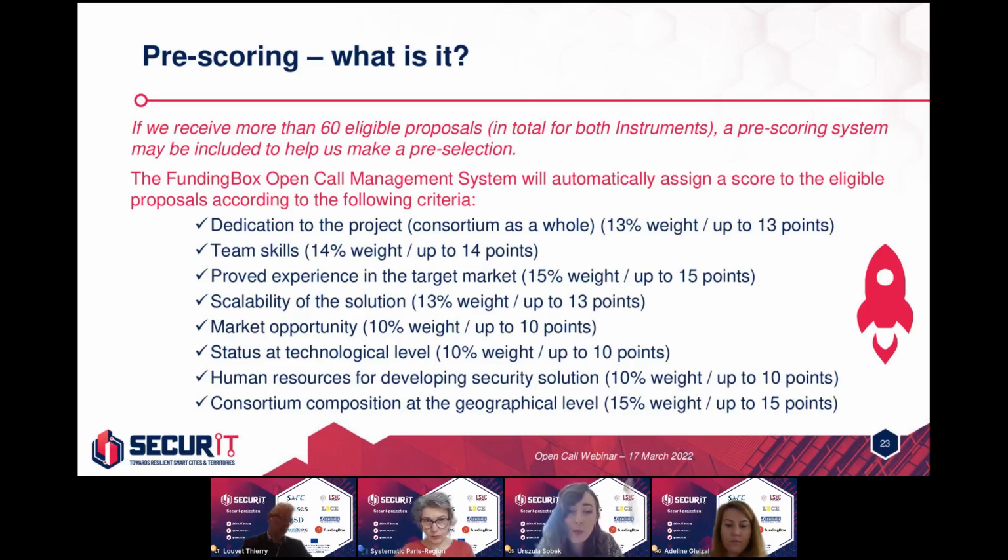If we receive more than 60 eligible proposals, then we will apply a pre-scoring based on 8 pre-scoring questions. You can see them here, and you will also find the questions in the application form. So please pay attention when providing answers to all of them. So first is dedication to the project, team skills, your experience in the market, scalability of your solution, market opportunity, status at technological level, human resources that will be used for developing your solution, and consortium composition at geographical level.